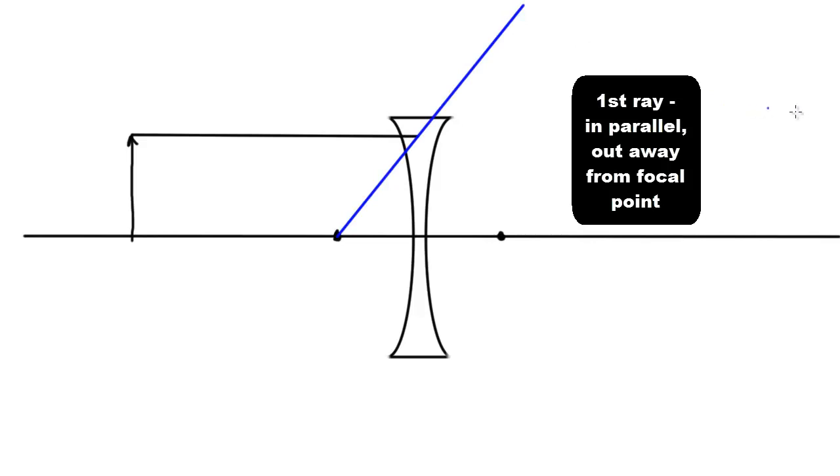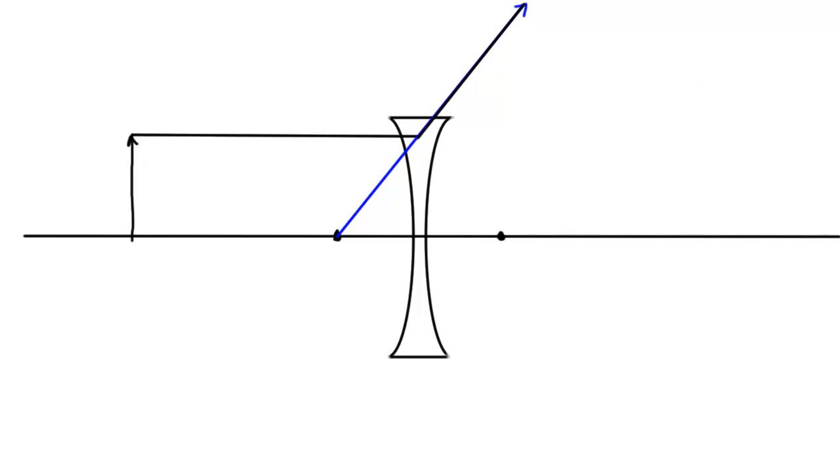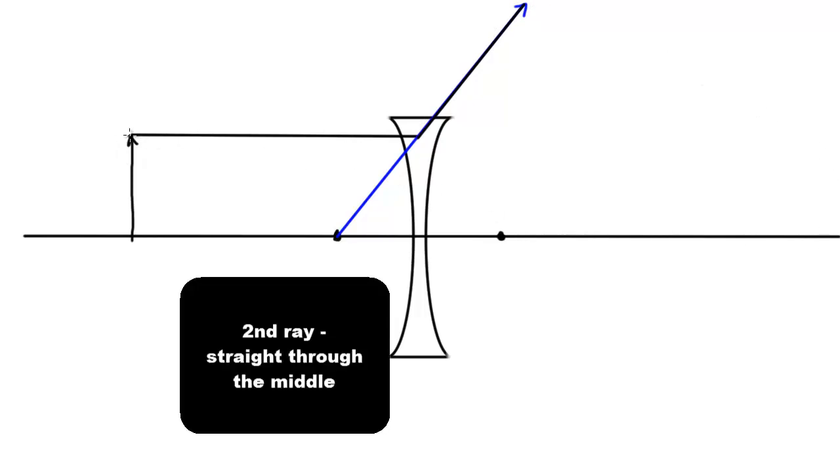I'm making it blue just so we can see a little easier what's going on. So the ray actually comes in from here and then diverges out this way. There we go, something like that. So it comes in parallel and diverges out. The second ray is a lot easier. The second ray, we're going to go right through the middle of the lens like we did before. Okay, and there it is.